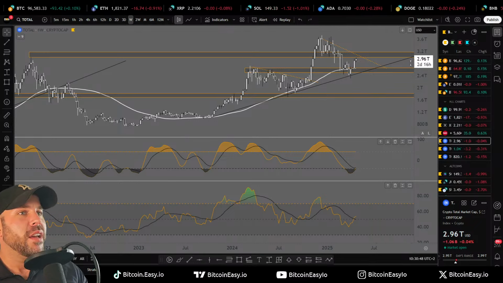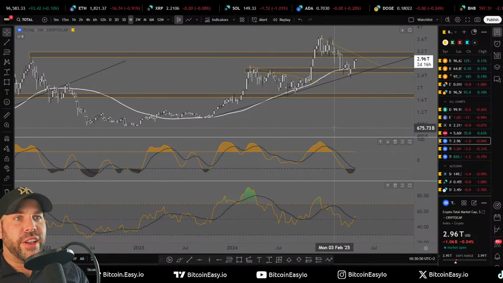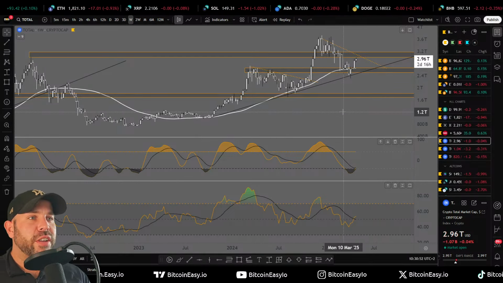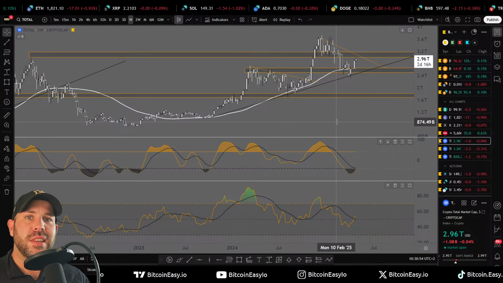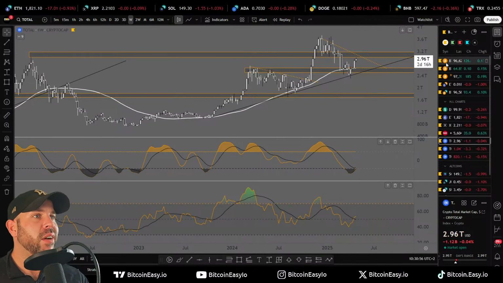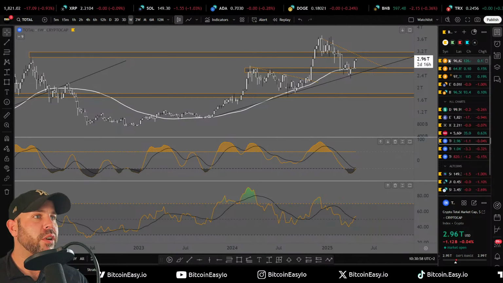So this, I think it's very clear, guys, looking very bullish, looking very much like the bottom is in here for the market cap right now. And now what we're going to do is look at Bitcoin.